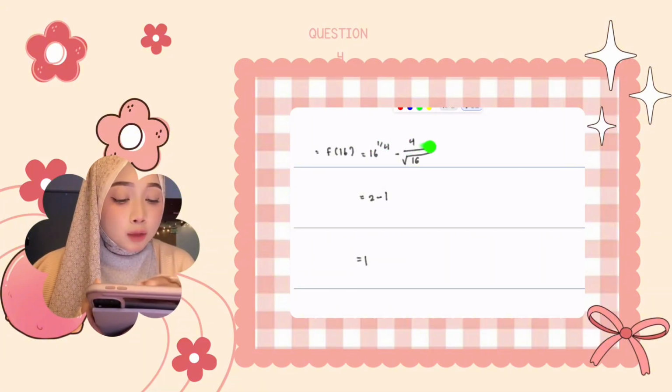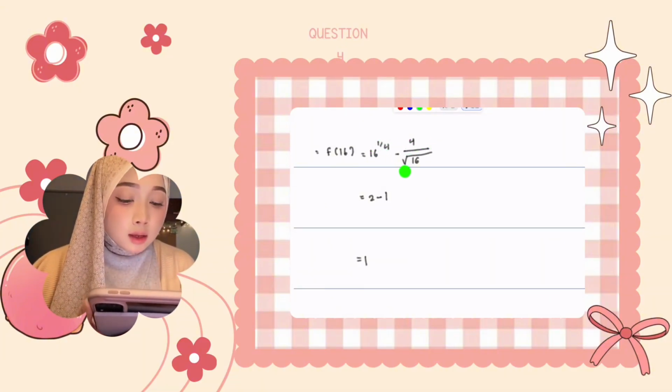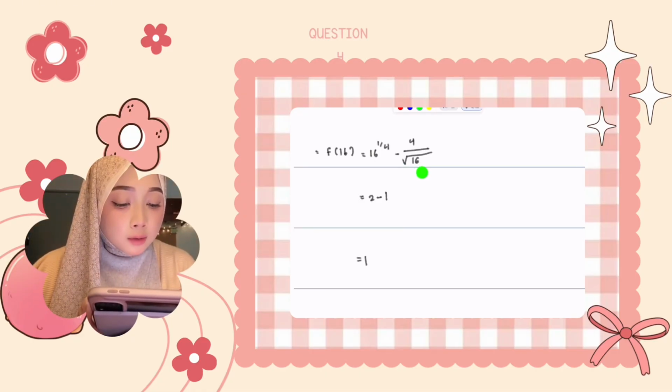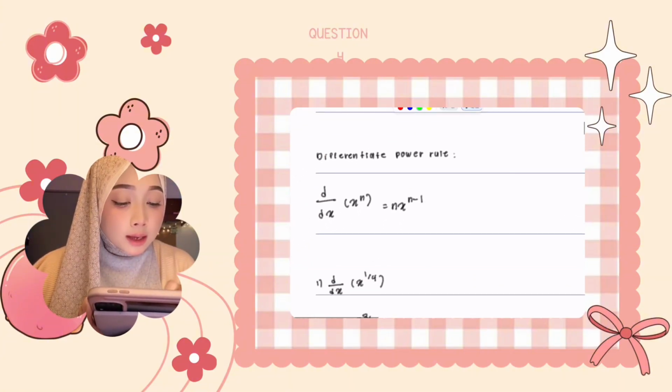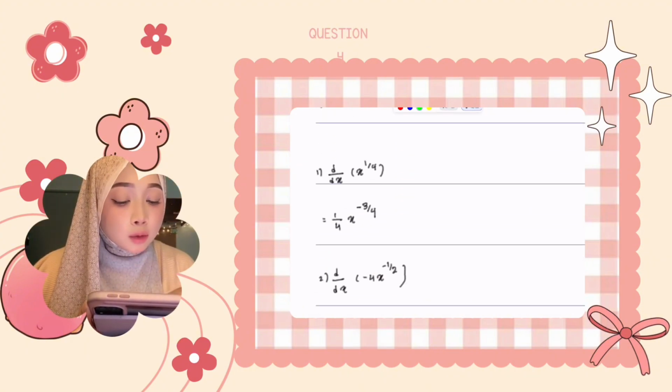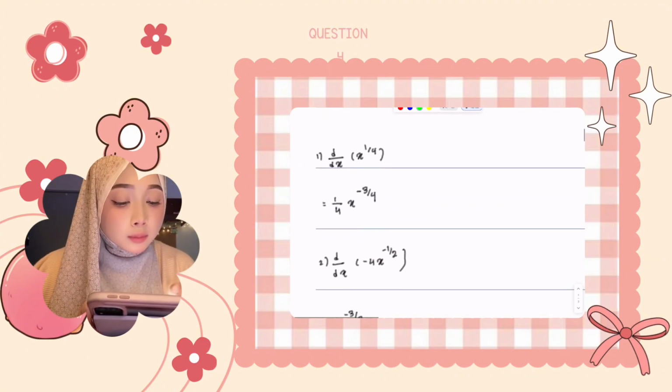Then I will evaluate f(16) equal to 16^(1/4) minus 4 over the square root of 16, and when we solve it, we will get 2 minus 1 equal to 1. Then I will differentiate using the power rule, which is d/dx of x^n equal to n x^(n-1).